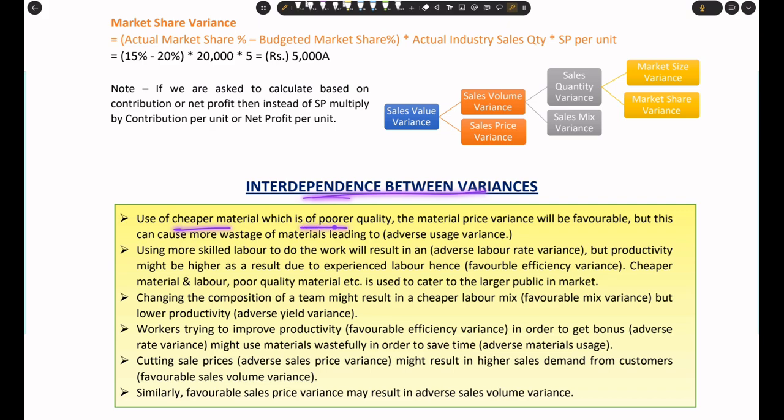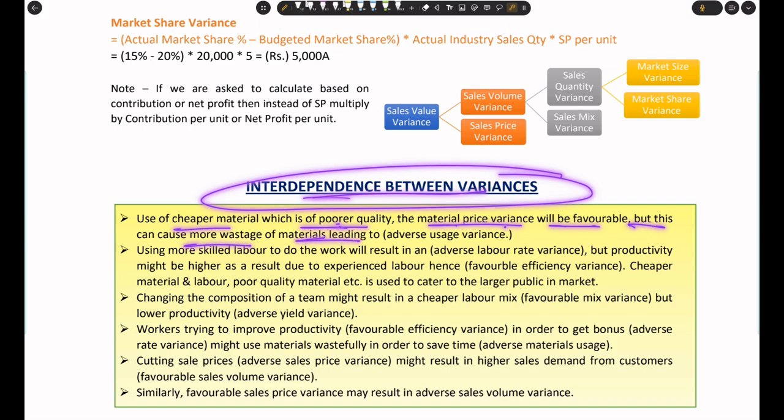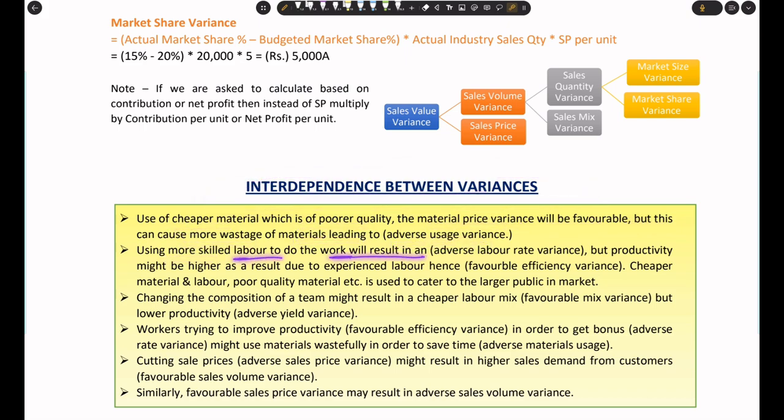Use of cheaper material which is of poorer quality, because this is important to understand. The material price variance will be favorable, obviously, because we will use cheaper material, but this can cause more wastage of material, leading to an adverse usage variance. Then using more skilled labor will result in an adverse labor rate variance, because we have to pay more, but productivity will be higher due to experienced labor, hence a favorable efficiency variance.